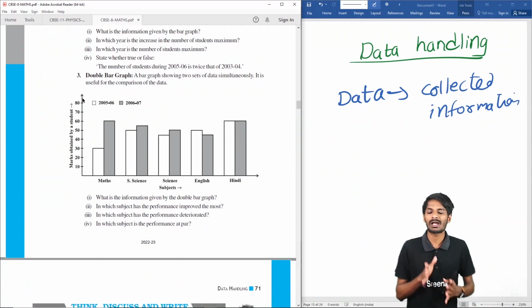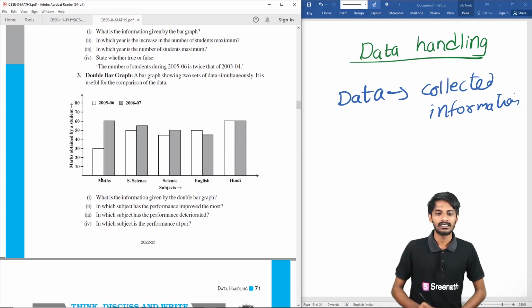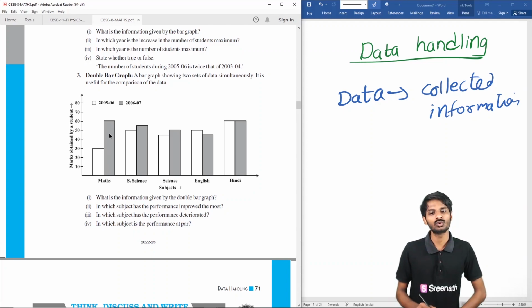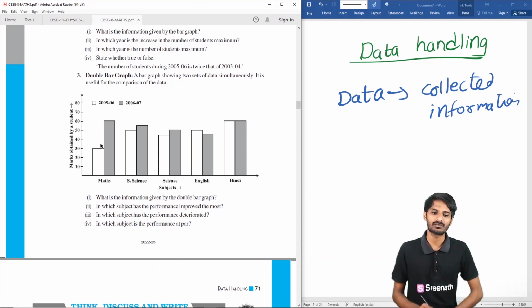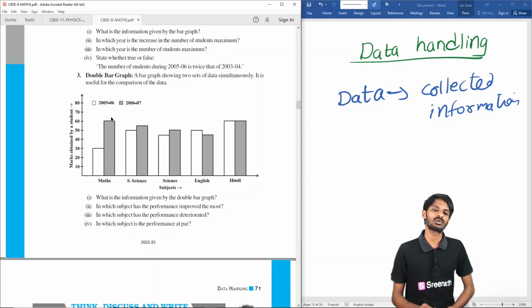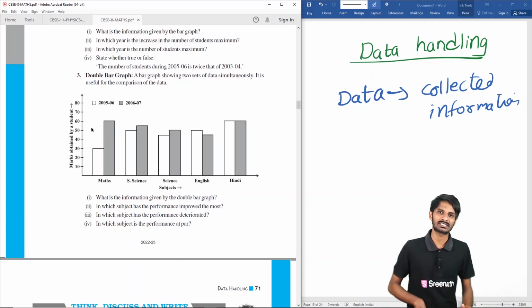So it is useful to compare particularly two things in different areas. Suppose here it is there to represent the marks in different subjects for the 2 academic years. This white color is for academic year 2005 to 6, and this dark color is for the academic year 2006 to 7. So 2 academic years of subject marks can be compared at a time.